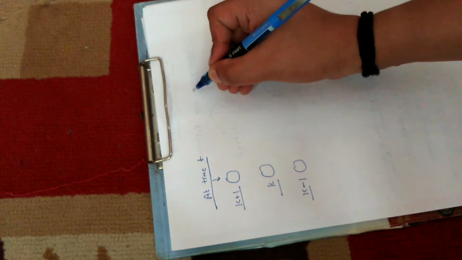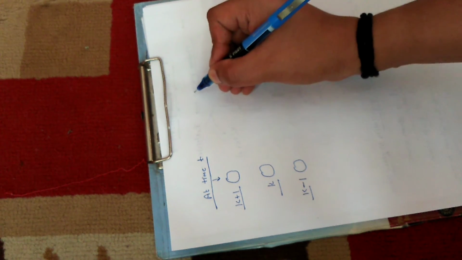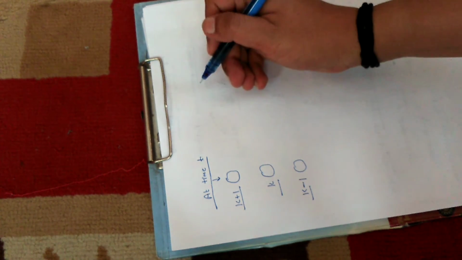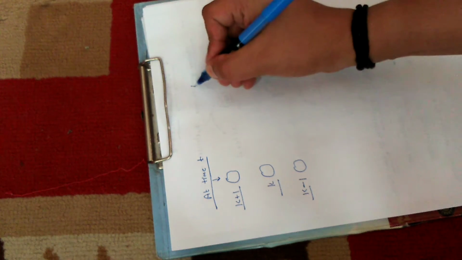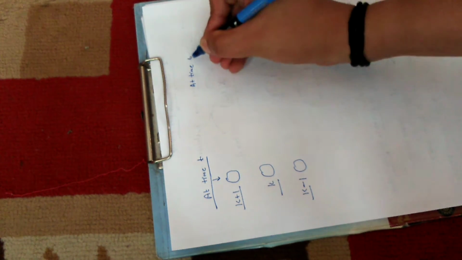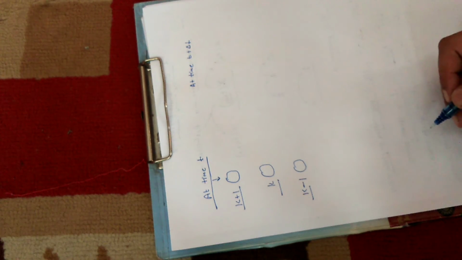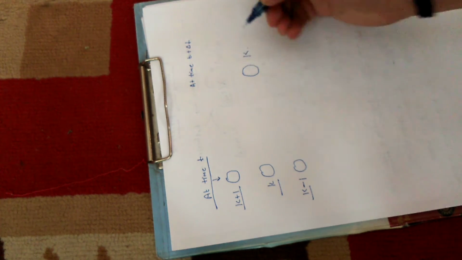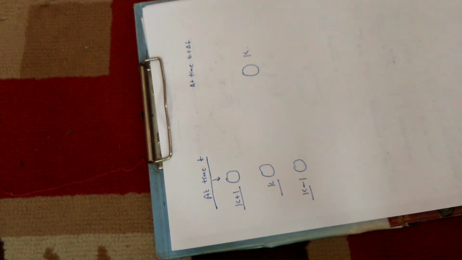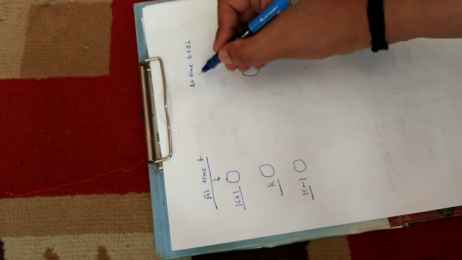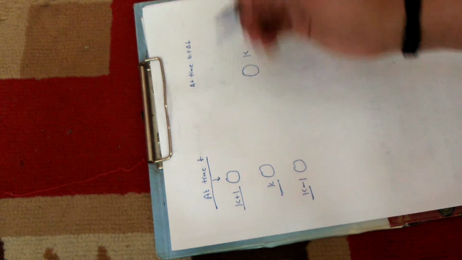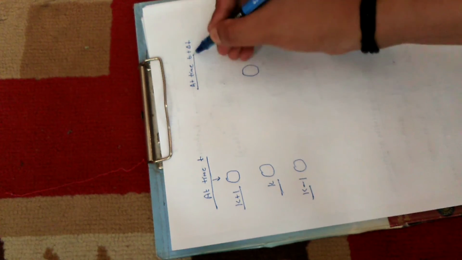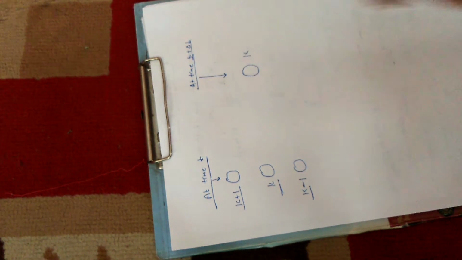Take a particular time period, or observation period, which is del t. After time del t, it means at time t plus del t, there is a single state k. At time t there are three states k plus 1, k and k minus 1. After del t time duration, the time is t plus del t, and there is a single state, that is k.